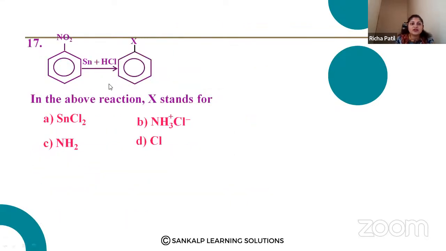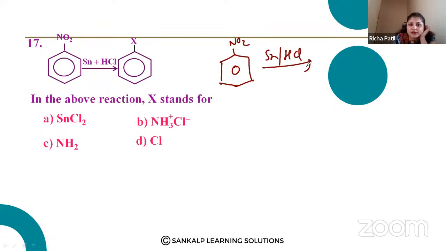So this is a reaction. Nitrobenzene is there. You are doing reduction with zinc, tin and HCl. What will you obtain?